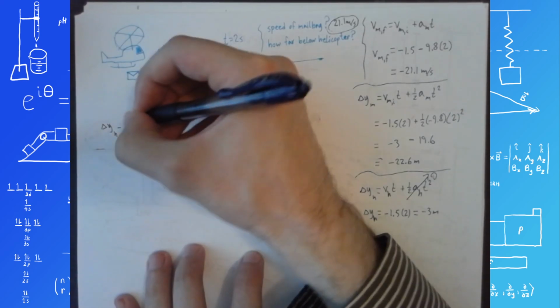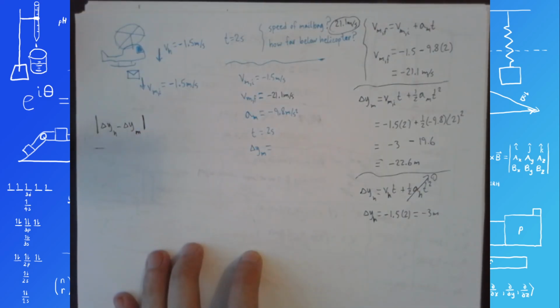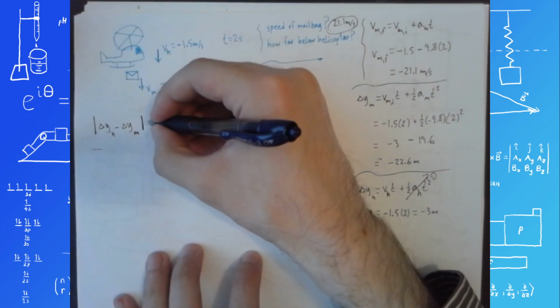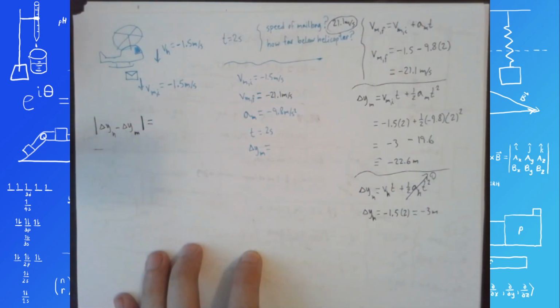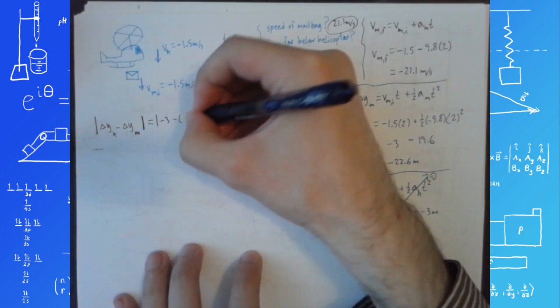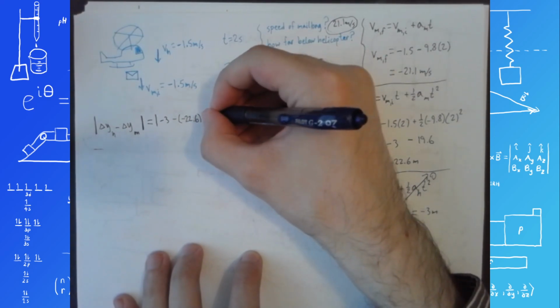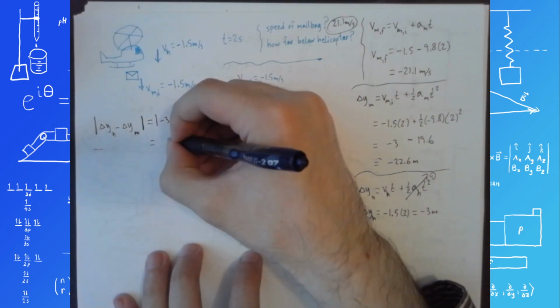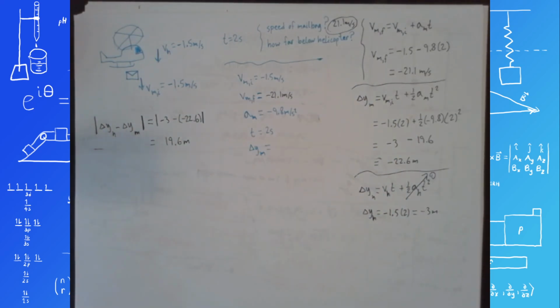If you don't want to think about the order of subtraction, you can just subtract in whatever order and put absolute value bars around it. Put this difference in between absolute value bars is what I was trying to say. And yeah, you get the absolute value of negative 3 minus negative 22.6 equals 19.6 meters. That is the gap between the mailbag and the helicopter after 2 seconds. Okay, so that's parts A and B.